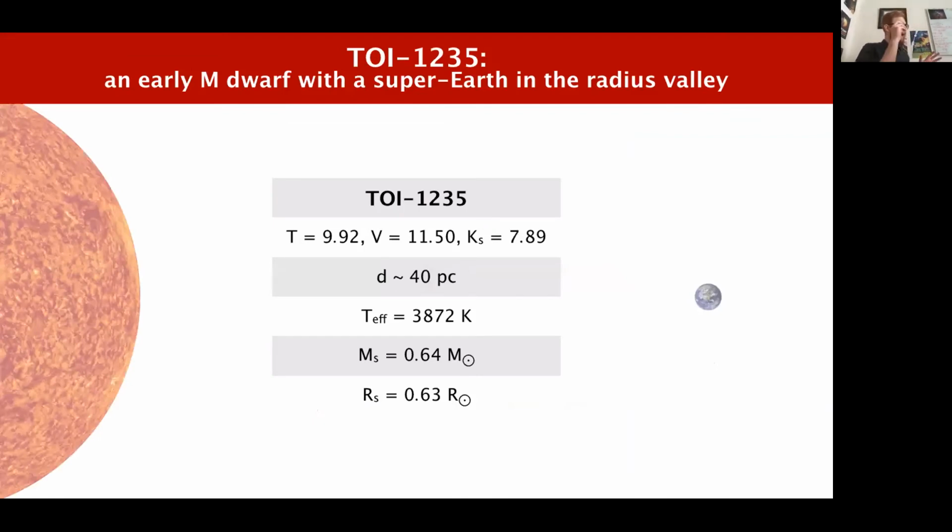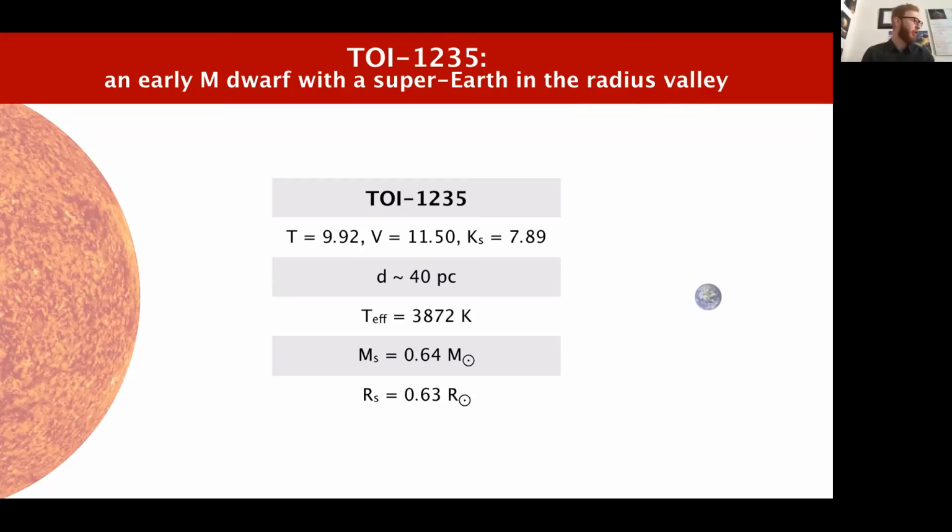So TOI 1235 itself, this is just a quick overview of the system so everyone's on the same page. It's a bright early M dwarf at a distance of about 40 parsecs. If you remember the radius valley slopes that I was showing you earlier as a function of planet radius and insolation, we think that the photoevaporation process is becoming less efficient as you move to lower mass stars, right? It went from dominating around sun-like stars to becoming less efficient around lower mass stars. And as you move to the M dwarfs, maybe the sculpting of the radius valley is becoming dominated by something else, like a gas-poor formation process.